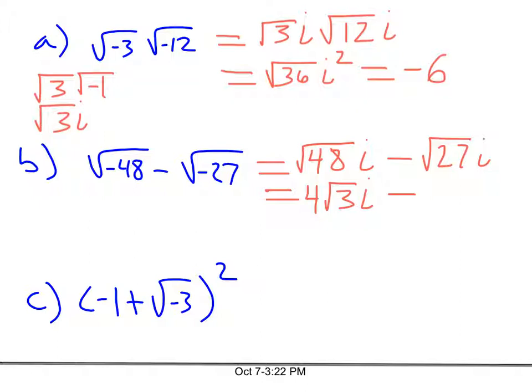So what I'm checking for now in the 27 is, can I also split it up so that it's written as square root 3? And this is one where I'm in luck, because I can split up 27 as 9 and 3. This could be 3 square root 3 times i. Now that they have the exact same square root, I can treat them like terms. 4 minus 3 is 1, so I really have 1 square root 3i.